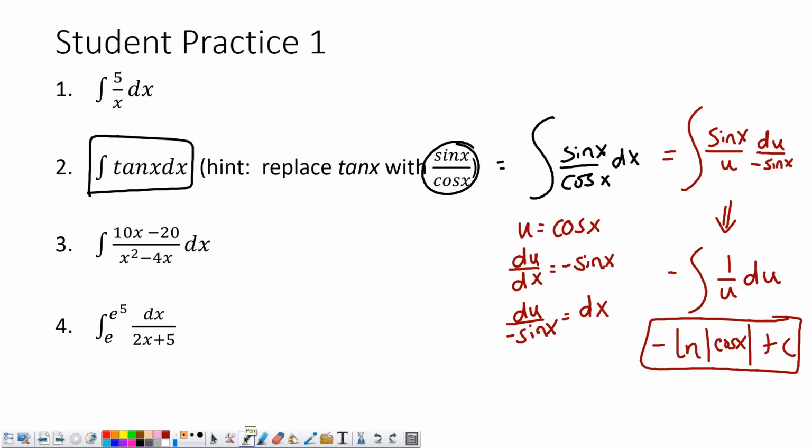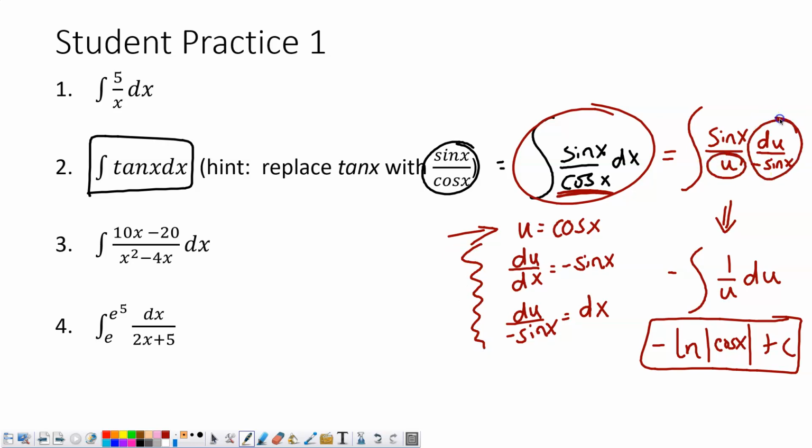Okay, so for this one here, after starting here, we let u equal the bottom. And once we do all the steps we usually do for u substitution, we replace the bottom with u. We replace dx with our du expression there. The sine x's go away, but we still have a negative that needs to be taken out, so we've moved that to the front, and we're left with this.